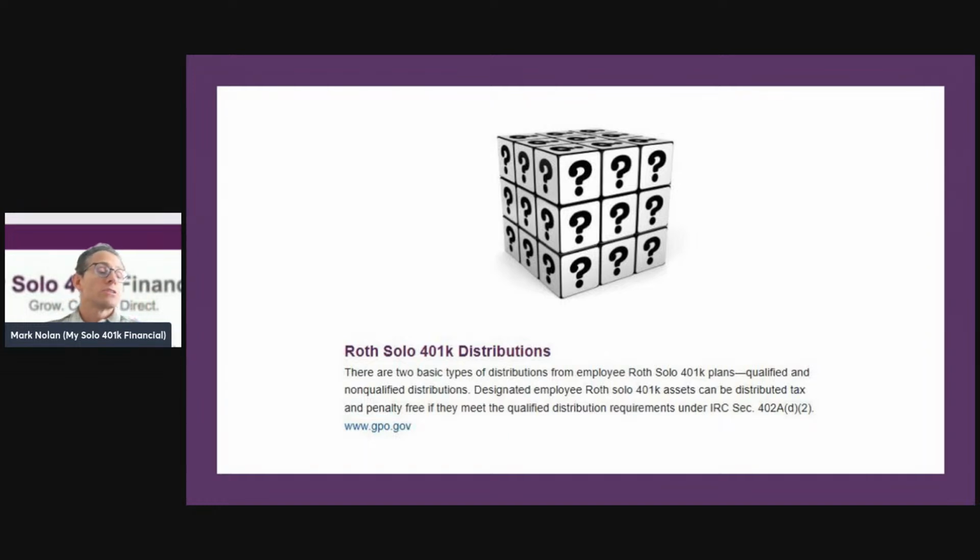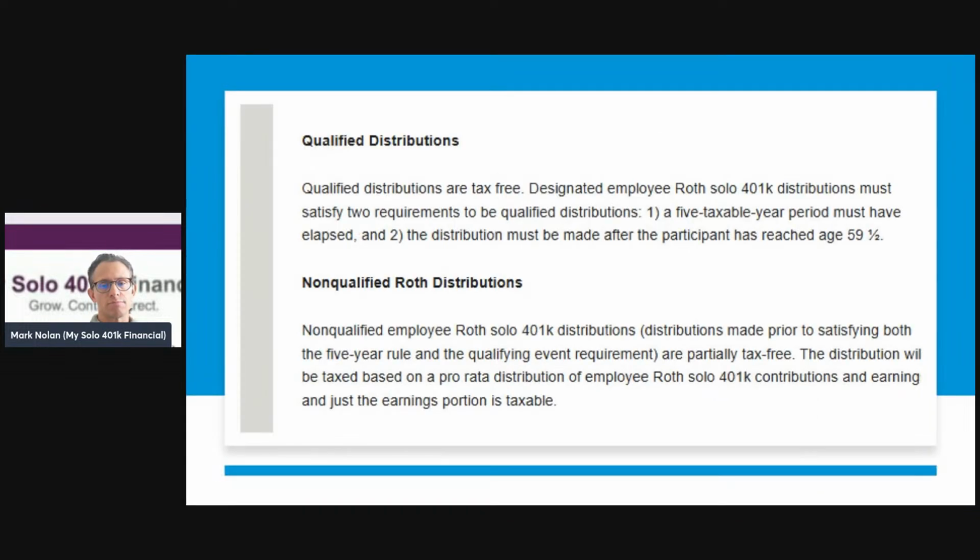So there are two types of distributions that can be made from a Roth solo 401k plan. It's either going to be a qualified distribution or a non-qualified distribution. And that non-qualified versus qualified has to do with respect to having to pay taxes. Roth solo 401k funds grow tax-free, and then you can later distribute those tax-free, providing you meet certain rules, which are qualified Roth solo 401k distribution rules. So what is a qualified Roth solo 401k distribution?